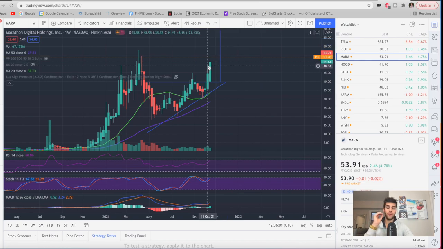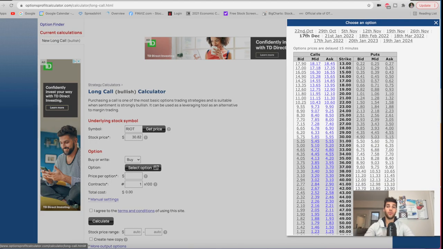Using those numbers, we can take a look at the options calculator and see what kind of returns we could potentially get if we believe that Riot's gonna move to 35, 36 within the next 2 weeks, and we think that Mara's gonna move to that 63 level within the next 2 to 4 weeks. Let's say we choose the December 17th expiration because that gives us 60 days for this play to work out.